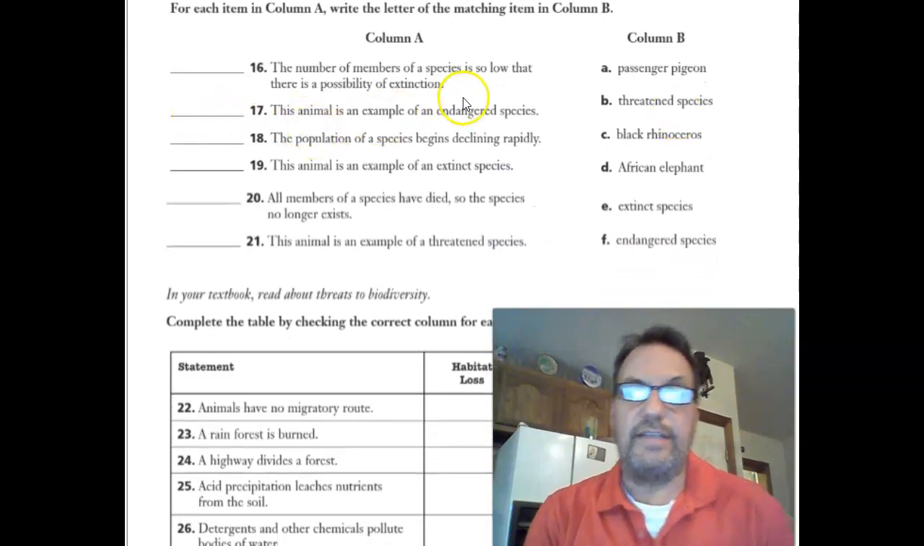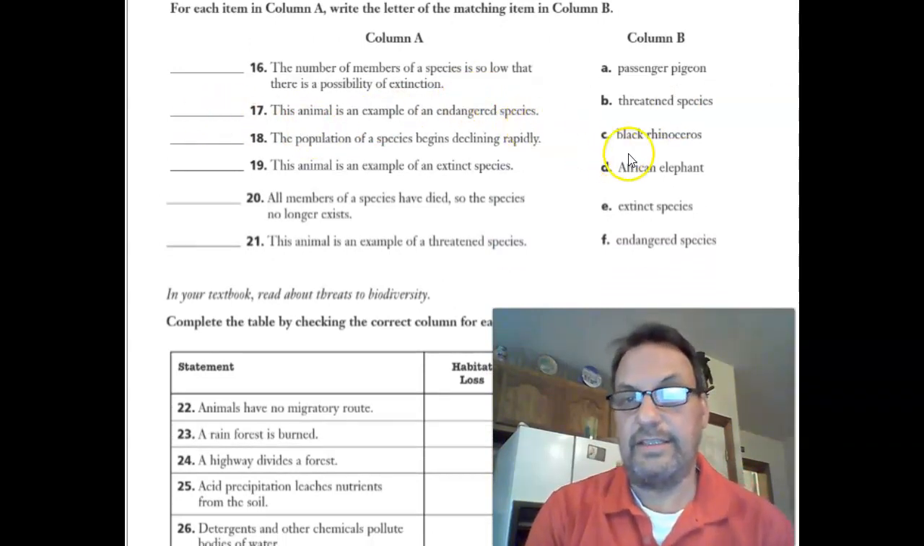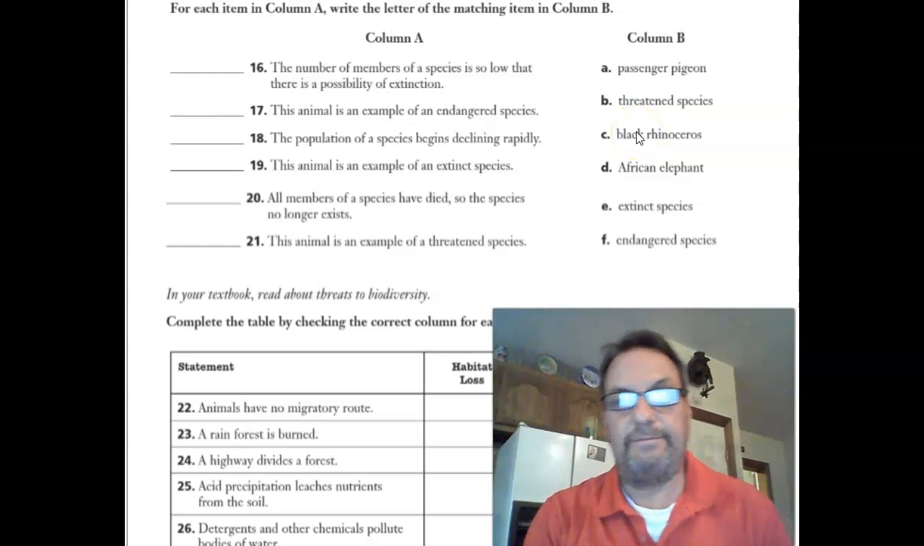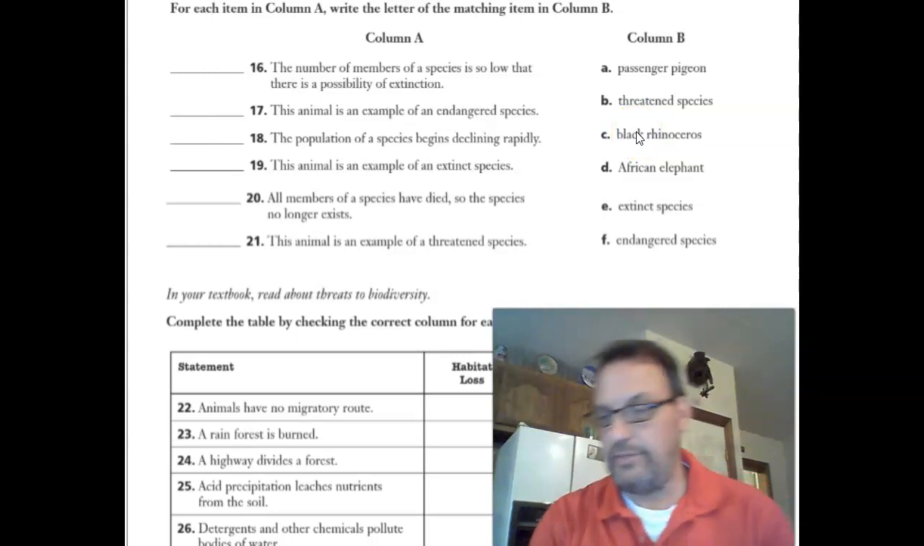This animal is an example of an endangered species, and this is actually the black rhinoceros. So that's going to be C. So number 16 was F. Number 17 was C.